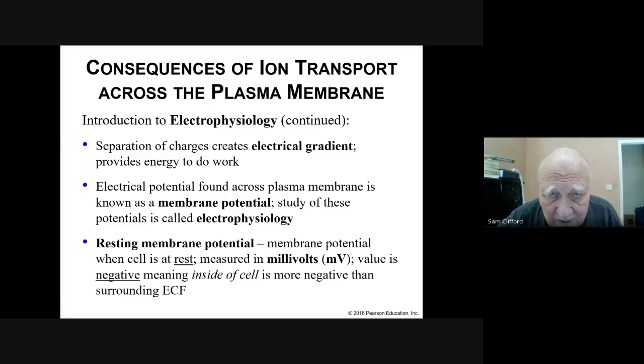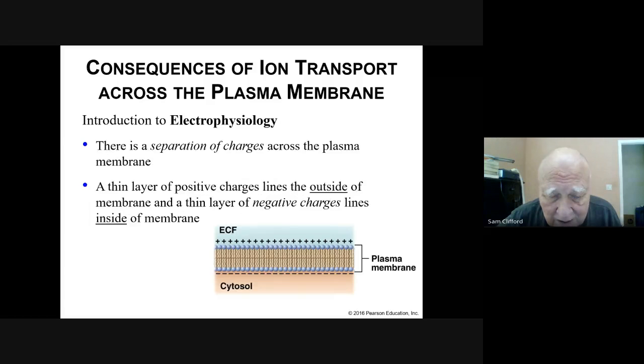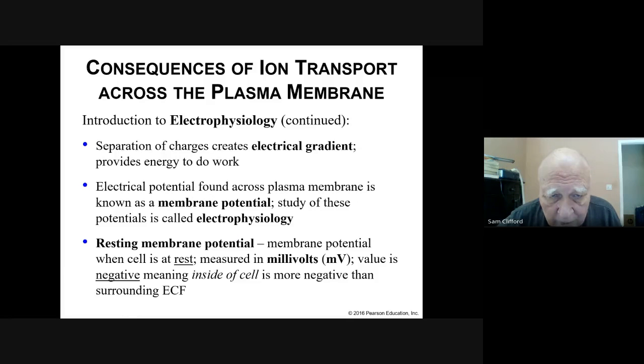What does that mean? Back to this slide, it means that the inside of the cell is negative compared to the outside of the cell. So resting membrane potential is the charge in voltage for the inside of the cell compared to the outside of the cell.